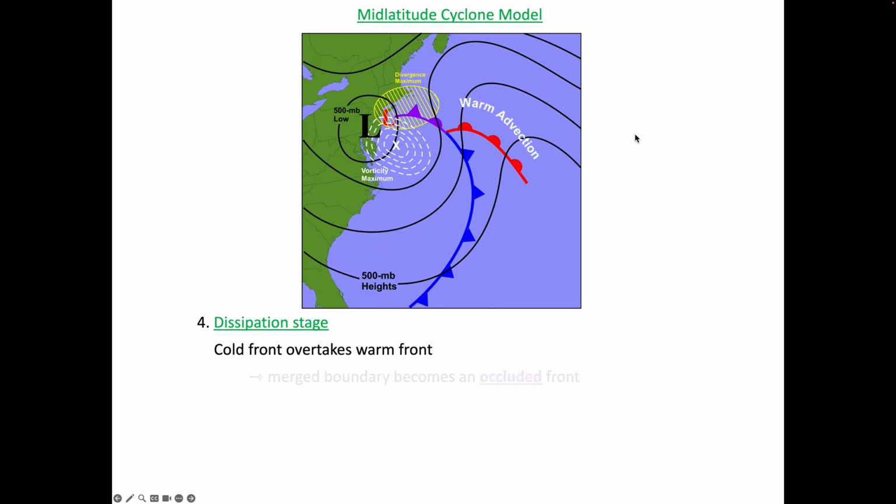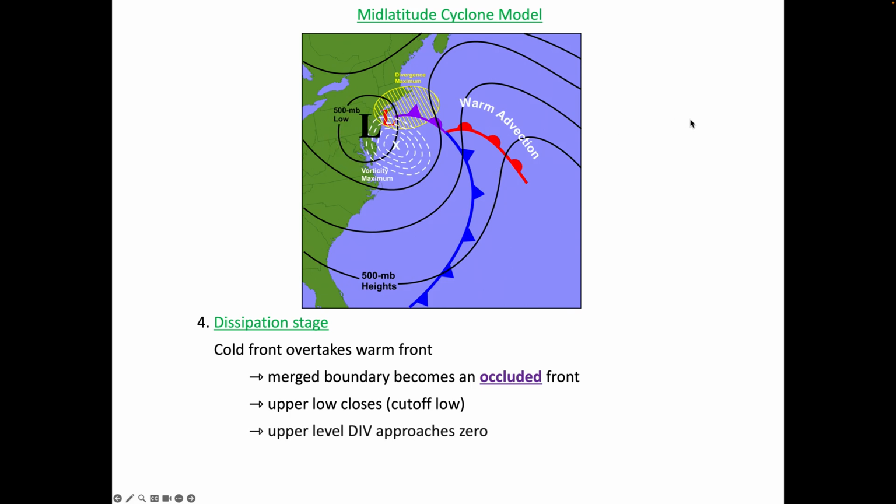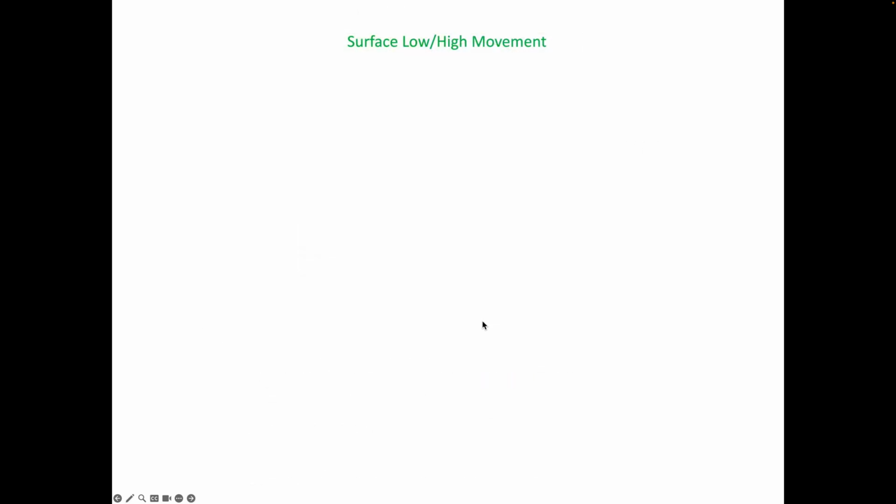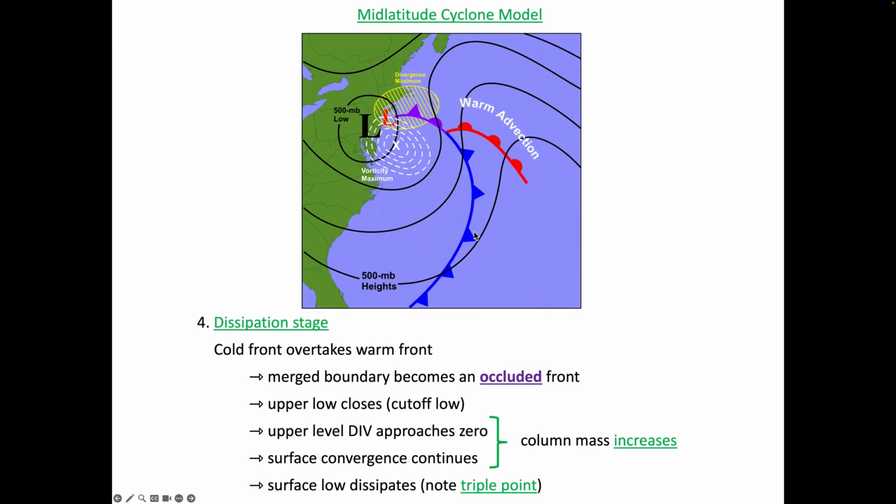So the cold front overtakes the warm front, the merged boundary becomes an occluded front, the upper low closes off, so we'll get a cutoff low right here. Upper level divergence will approach zero over the primary low, and then surface convergence will continue in the primary low, which will cause it to fill. In other words, pressure will increase as we add mass at the surface. And then as the surface low dissipates, we'll get secondary low development at the triple point.